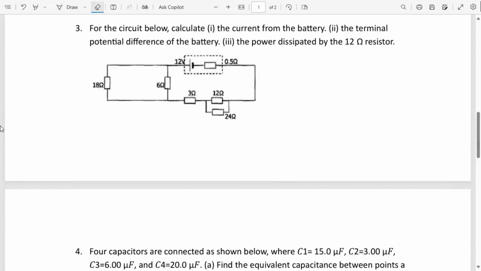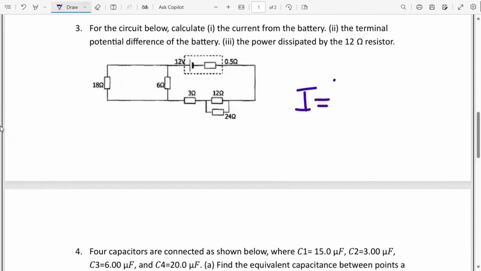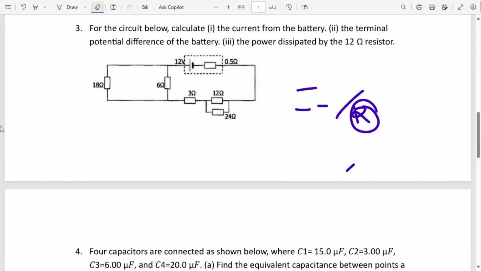In order for us to calculate the current from the battery, the first thing we're supposed to do is calculate the resistance, because we know the current from the battery is equal to voltage over resistance. So we're supposed to calculate the total resistance around the circuit, and we have the voltage, and we should be able to get the current in this particular circuit.